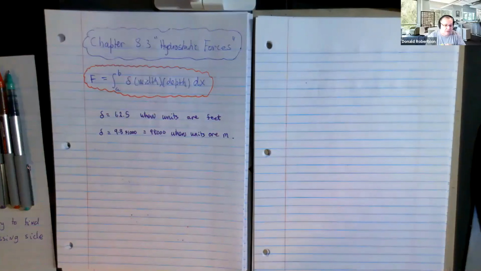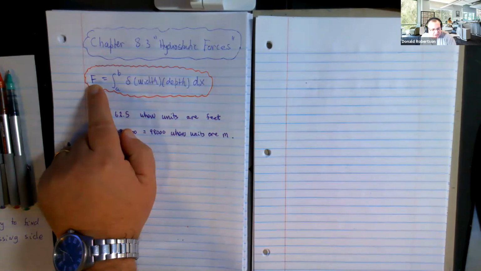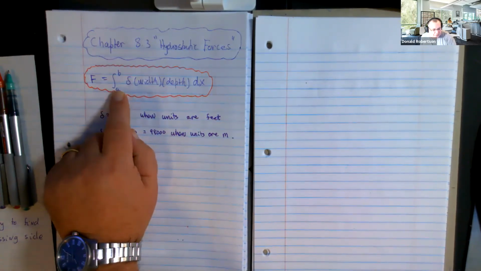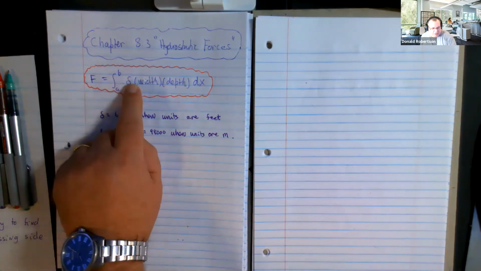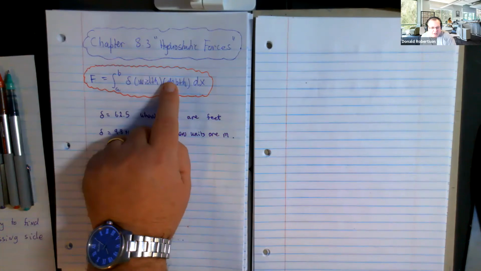We are going to deal with hydrostatic forces. I think it's going to feel like a physics class, or at least it is for me. So what is a hydrostatic force? Well, this is the general formula for it. It's nice and cryptic. The hydrostatic force, the total force, is the integral from A to B of delta, a typical width multiplied by the depth at that width, dx.